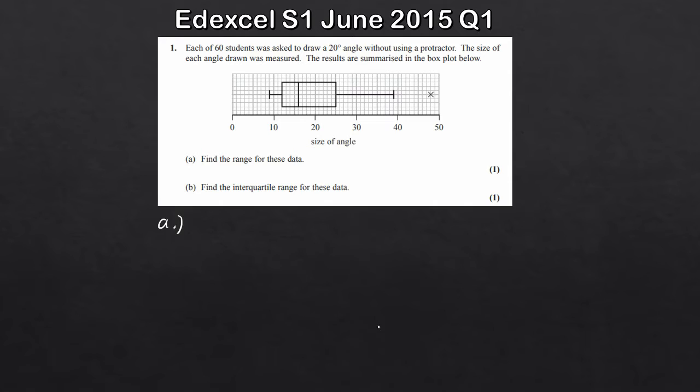So remember, the range would be the largest data point minus the smallest. So we can simply just put largest minus smallest, if that makes it easier to remember. So largest minus smallest, but remember this shouldn't be anything too crazy. This is just kind of like your standard GCSE maths, finding the range here.